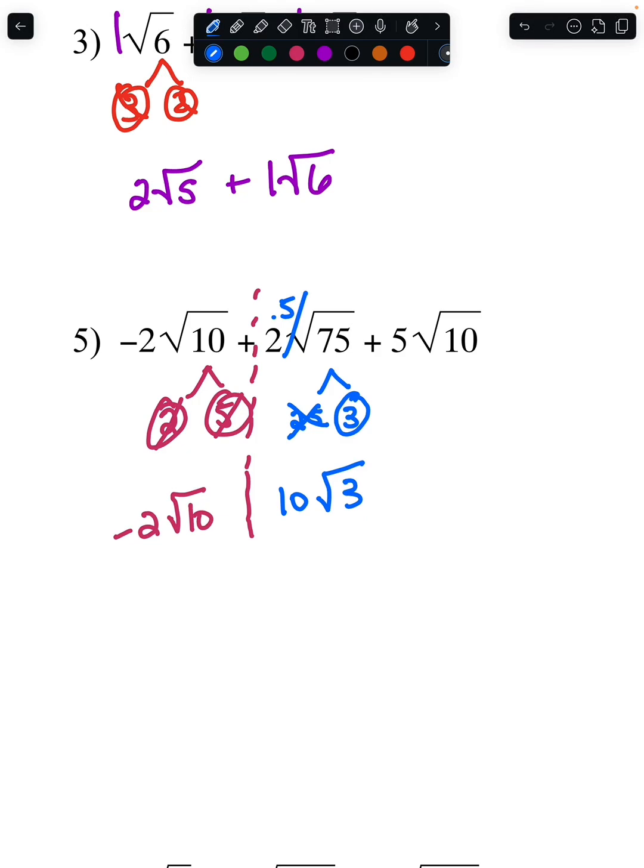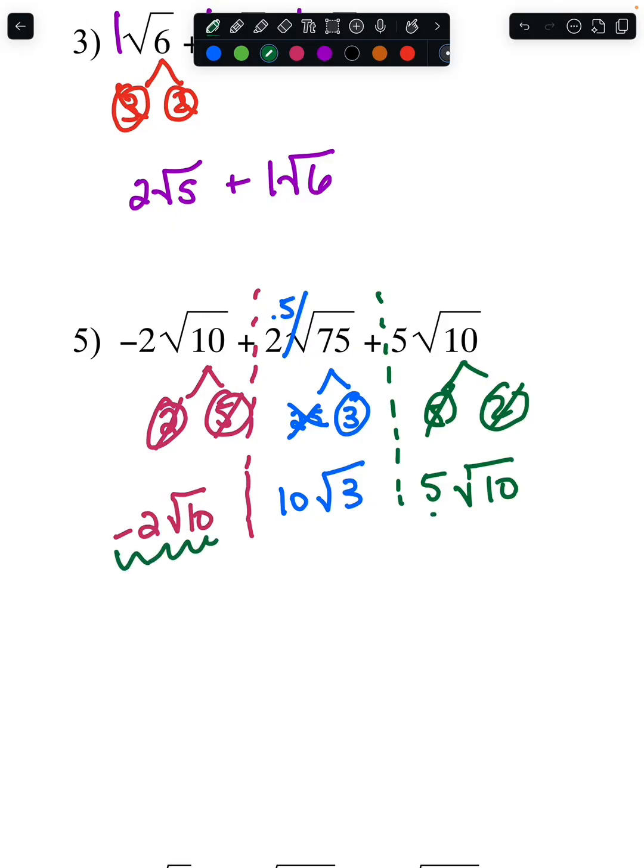And then let's do the last one. Let's go ahead and try to break down this 10, 5, and 2. Oh, we found that out earlier. It can't be broken down. So this stays 5 square root 10. Now we got to combine all the ones that are the same, which means we can combine this one and that one because they both have square roots of 10. So my final answer for this question is going to be 10 square root of 3, and then negative 2 plus 5 is a positive 3 square root of 10.